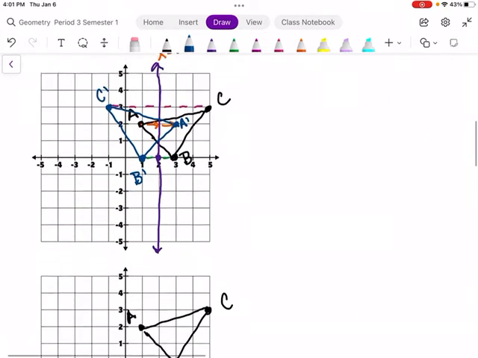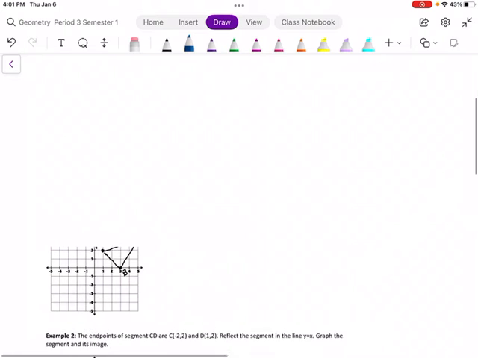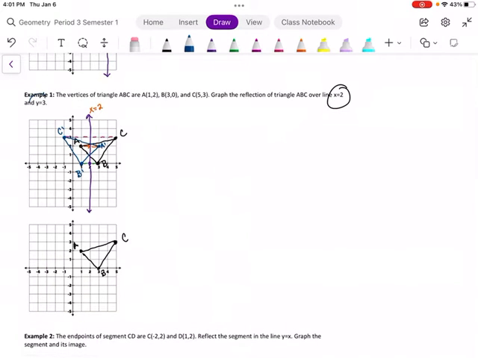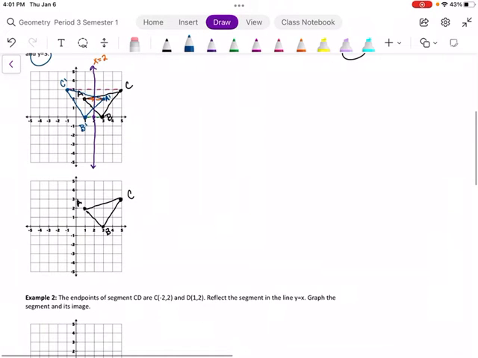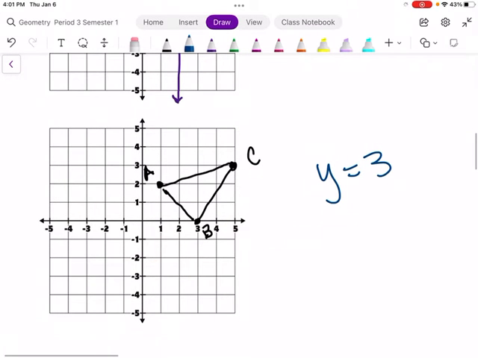The rules are the same for a horizontal line. For the second graph, we were told to reflect over the line y equals 3. So we're going to graph the line y equals 3. First, on my y-axis, I'm going to plot a point at 3, and that's where my horizontal line is going to go through. Why don't you pause the video, reflect the triangle over this line, and then hit play to check your answers.